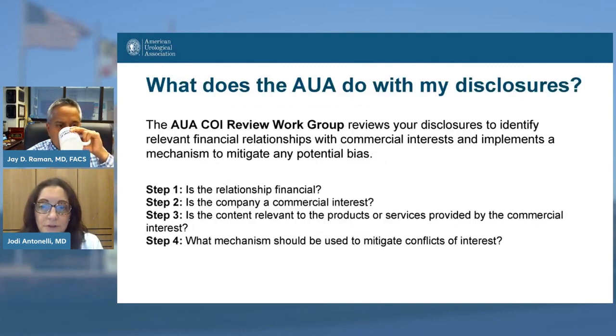So after your disclosure is complete, the AUA COI review work group reviews your disclosures to identify relevant financial relationships with commercial interests, and then implements a mechanism to mitigate any conflicts of interest. To help the COI review work group identify relevant financial relationships with commercial interests, the AUA has updated the disclosure site to now collect the type of company, for example, pharmaceutical or device company, and the topic area for each relationship. If this information is not complete on any of your disclosures, we'll ask that you please edit the disclosure to include the additional information. Failure to complete your disclosure in a timely manner will result in, unfortunately, your removal from the activity.